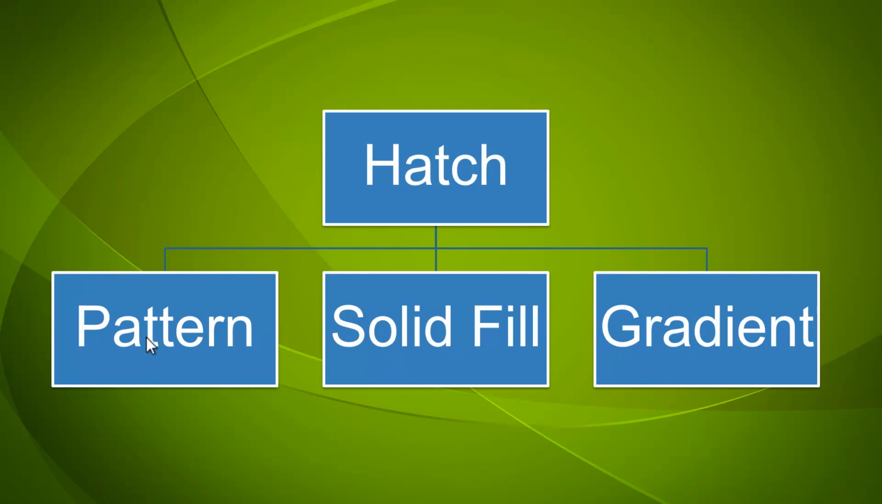Pattern means it will align a specific design of hatch to a closed area, whereas solid fill will fill the entire area with a solid color. And the last one is gradient. Gradient will give you a color gradient hatching to the selected area.